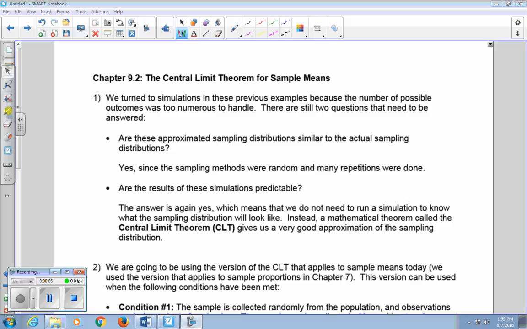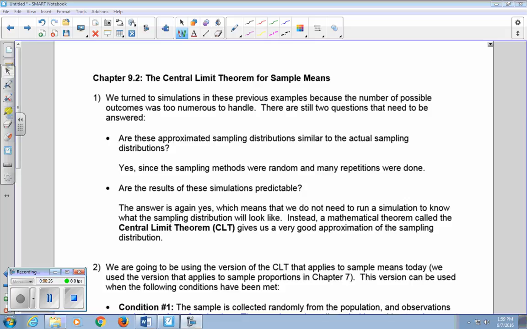This is section 9.2, the central limit theorem for sample means. We turned to simulations in the previous examples because the number of possible outcomes was too numerous to handle. There are still two questions that need to be answered. Are these approximated sampling distributions similar to the actual sampling distribution?